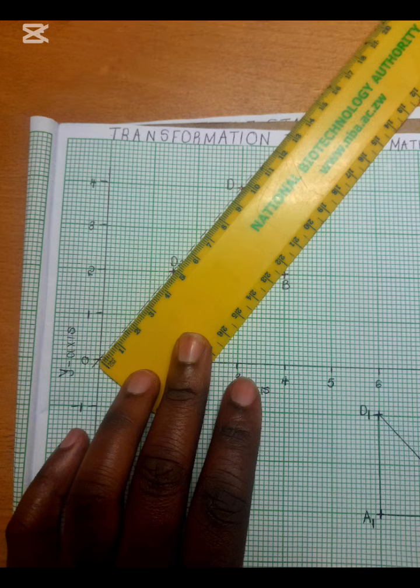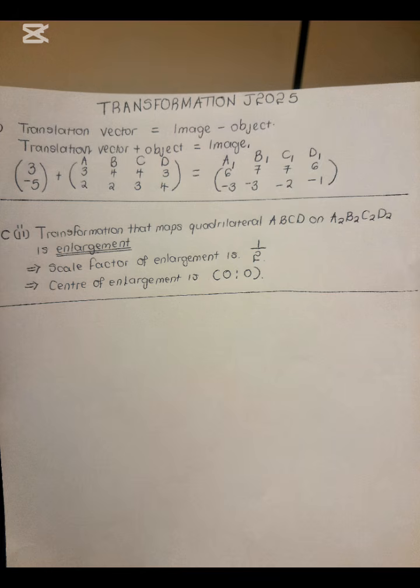So we are saying the distance of D2 from the center of enlargement, we are having 5 centimeters. If you check on that ruler, so we write our 5, and then the distance of D from the center of enlargement, it is 10. Now if we say 5 divided by 10, we are going to get 1/2. So it implies that the scale factor of enlargement is half. So that is all about C part 2.